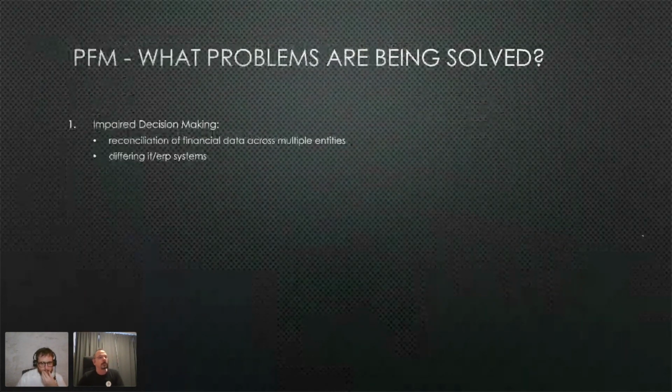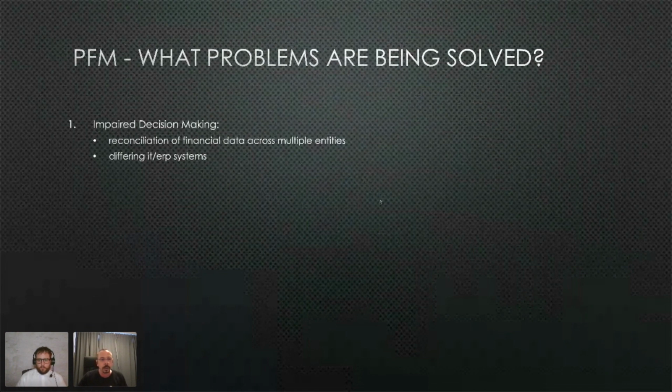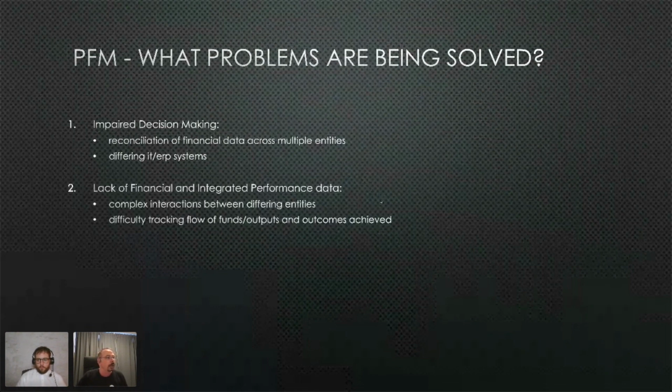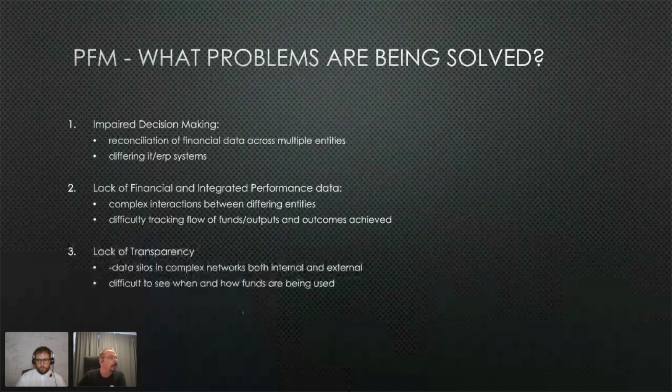So that solves the problem of impaired decision making, and the difficulty of reconciling financial data. It allows us to more easily track the outcomes against the money being spent, because the money is now a lot more visible than it was before. And it also improves transparency along the hierarchy. So, someone sitting at the top of the hierarchy gets to see how their funding is being used with a lot quicker turnaround.